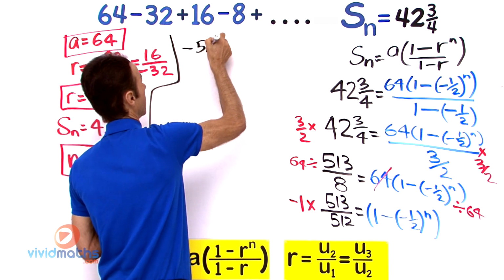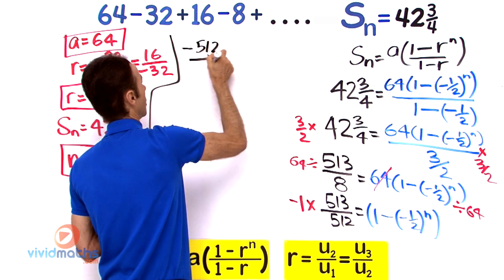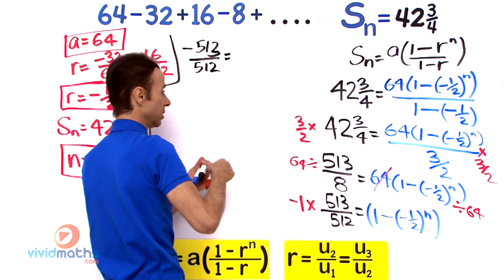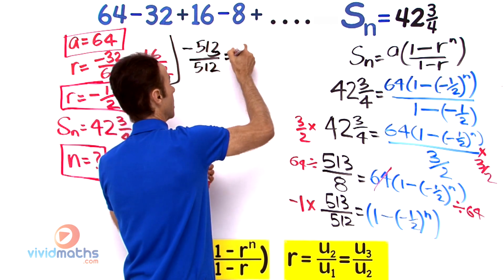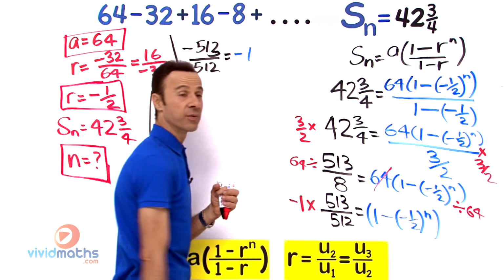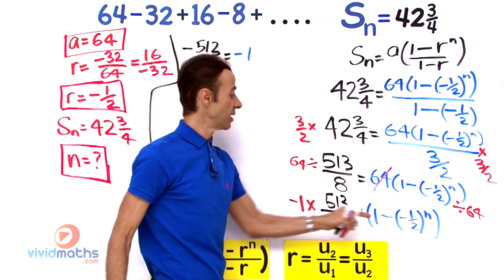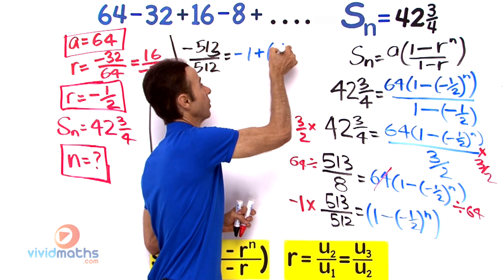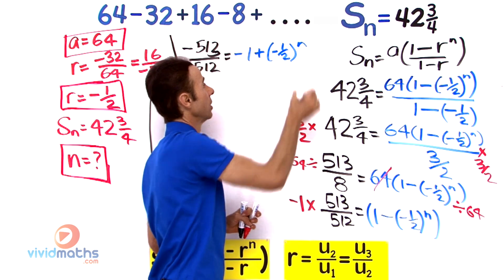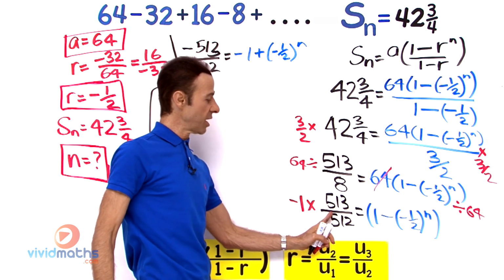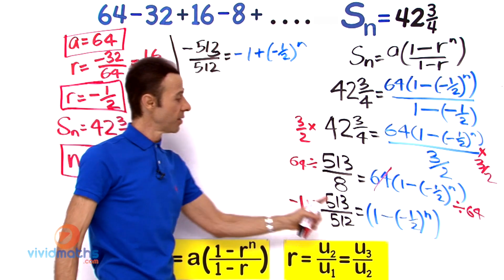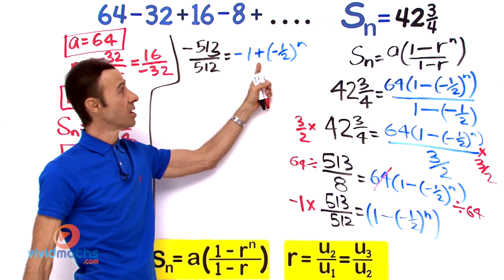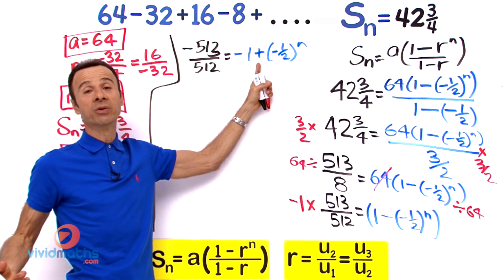over 512. And that's going to equal negative 1. The sign there changes from positive 1 to negative 1, and that's negative 1/2, so it becomes plus negative 1/2 to the power of n. You might notice that everything's changed. That plus 1 becomes a negative, and that minus becomes a plus. I've just changed the sign, and maybe you're wondering, why did we do that?